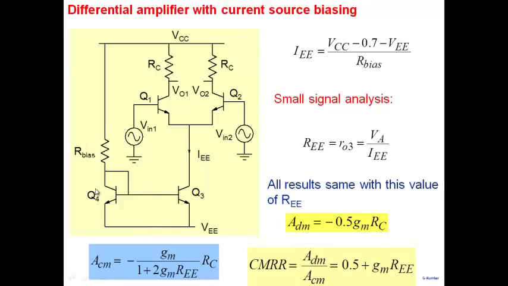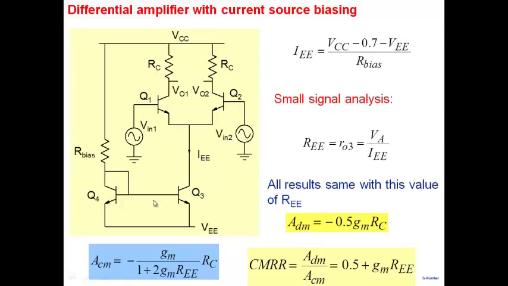The alternative is to use this arrangement. As you can see, this voltage is pretty well defined because the drop from here to here is reasonably well defined, 0.7 volts. So this current is well defined. And if this current is well defined, and Q4 and Q3 are identical, the same current ends up flowing.